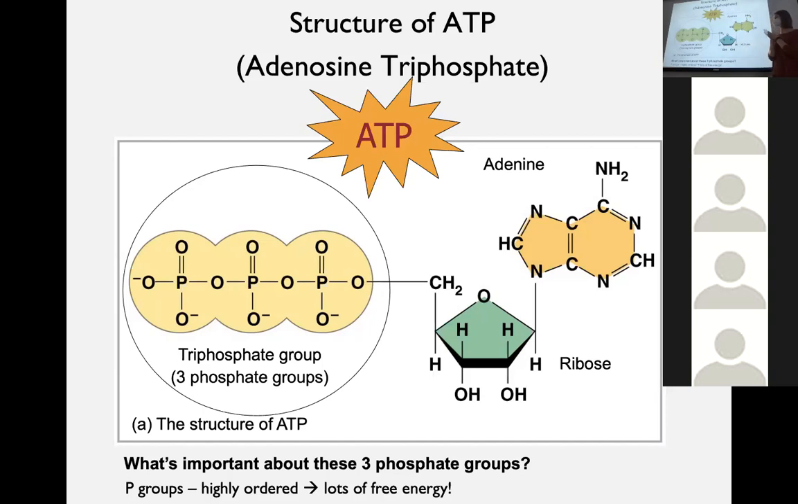So that's why these three phosphate groups hanging off of ATP are the important piece. That amount of order is what's going to allow for energy to be released. I'll get into this a little bit later, but when you chop off one of these phosphate groups, you break that bond, and that's when energy is released. That's a catabolic reaction. You're breaking down that molecule, and that's going to release energy. It's basically holding on to a lot of potential energy in these three phosphate groups.